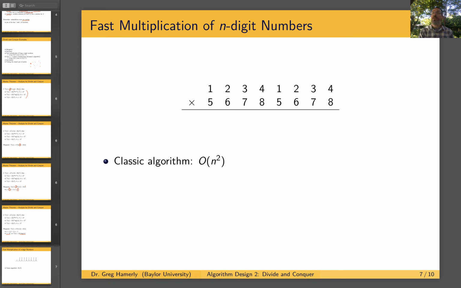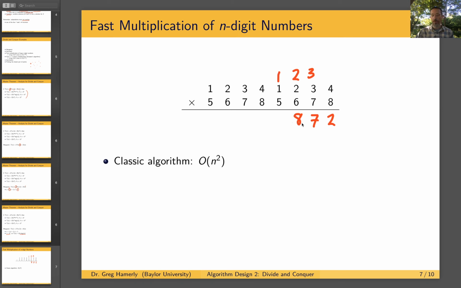Let's talk about the fast multiplication of n-digit numbers. Now, when I say n-digit numbers, I'm thinking n very large. So here we have 2 8-digit numbers. We have 8 digits here and 8 digits here. And we want to multiply these things together. But maybe we're talking about n being 100-digit numbers or 1,000-digit numbers. The classic algorithm for long multiplication costs us n squared time. And that's because you do 4 times 8 is 32, carry the 3, 3 times 8 is 24, add 3 is 27, carry the 2, 2 times 8 is 16, plus 2 is 18, carry the 1, and so on.